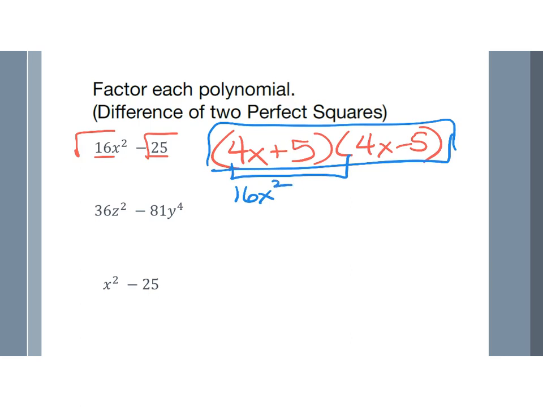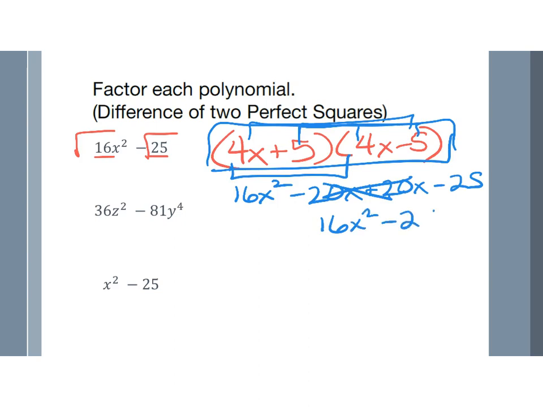4x times 4x is 16x squared. 4x times negative 5 is negative 20x. 5 times 4x is positive 20x. And then 5 times negative 5 is negative 25. Notice when I distribute or FOIL, the middle term is gone. And it did go back to my original problem, so it does check out. So again, FOILing is going to save a lot of time, especially when we get to the trinomials on Monday. Let's try the next one.